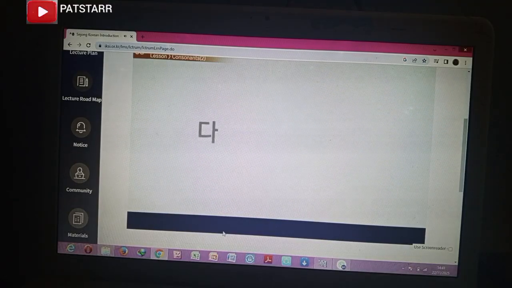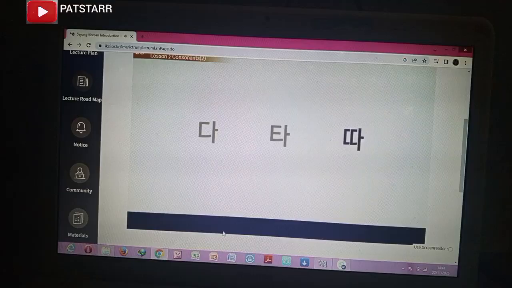Next, we have ta, ta, and ta. Ta does not require us to exhale much air, while ta requires us to push out a lot of air. Ta does not need us to push out much air, but we should use our vocal cords more.